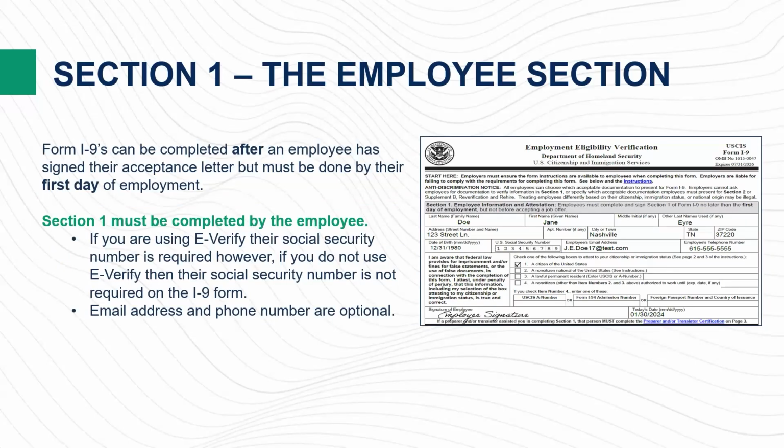So this is section 1. It's the top of the first page of the I-9. And it requires full legal name, their address, and their birthday. So those 3 things are required. And their name should match the documents they give you to verify.